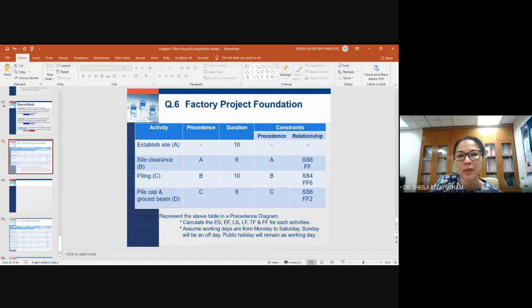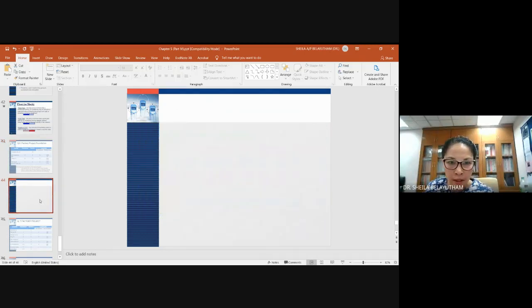Logically, you will start your site by establishing the site. Once you establish the site, you conduct site clearance. Once you clear the site, you can conduct the piling and also the pile cap and ground beam. So you can see the relationships given here. For example, activity A will start 6 days after activity B, activity A completed. Basically it is in line.